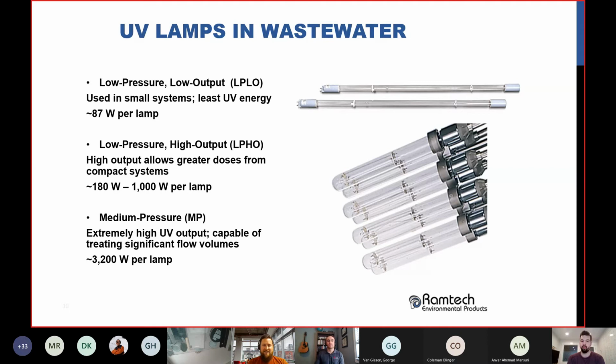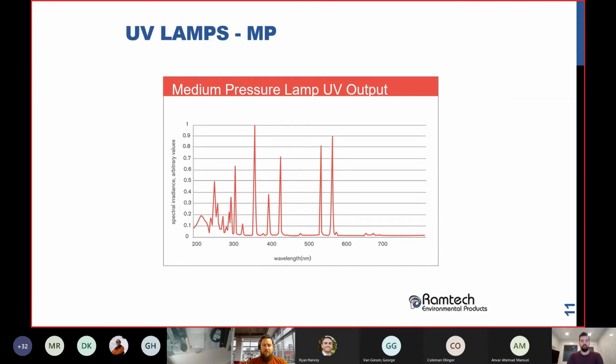Medium pressure lamps have extremely high UV output, with 3,200 watts per lamp for some of them, and they're very powerful, but very inefficient. This is the actual output of a medium pressure lamp. Remember we mentioned 254 nanometers, and I believe you can see my cursor. That's right here. So that is a large amount of energy being put out right at 254, but you see all these spikes above and below 254 nanometers. That's all energy, and it is able to disinfect something, but not nearly as effectively as 254 nanometers. So that's a lot of wasted energy.